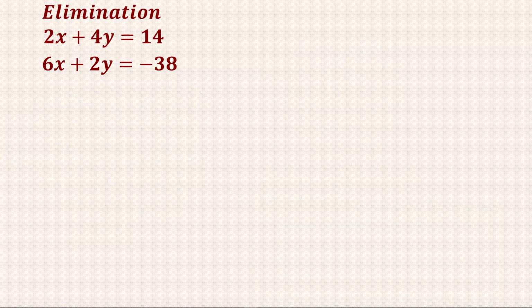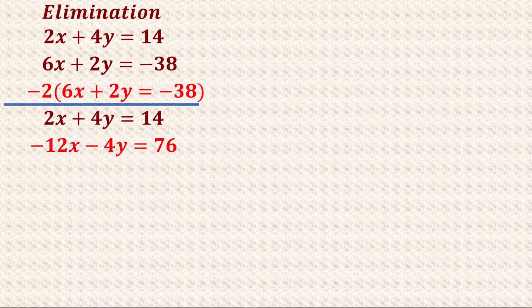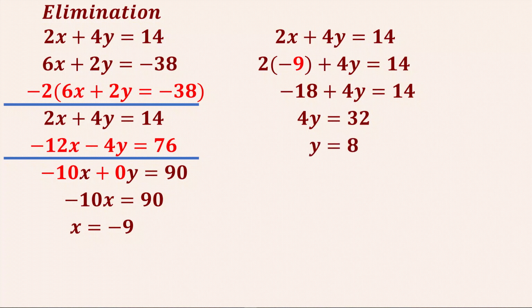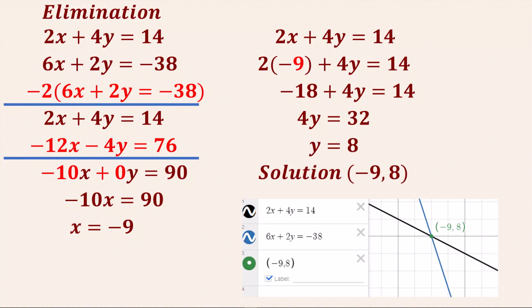But wait! What about the y coefficients? Are those related? Can we change one of those to manipulate the equation to enable the elimination process? The answer is yes, we can. We can multiply the second equation by negative 2, which creates opposite y terms, which will then drop out. And we can proceed with the solution negative 9 for x and 8 for y, the same solution as before. When you can do either approach, they both work correctly.